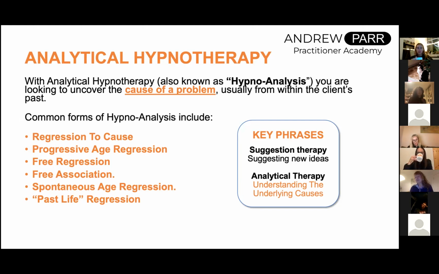You can have complete free association, just let their mind go wherever it seems to want to go. You can also do that with, you know, spontaneous age regression, and also then there's past life regression as well, which we come to a little bit later, so we will cover that. So there's lots of different types of ways in which we can use analytical hypnotherapy, and not all the work is done whilst they're in trance.